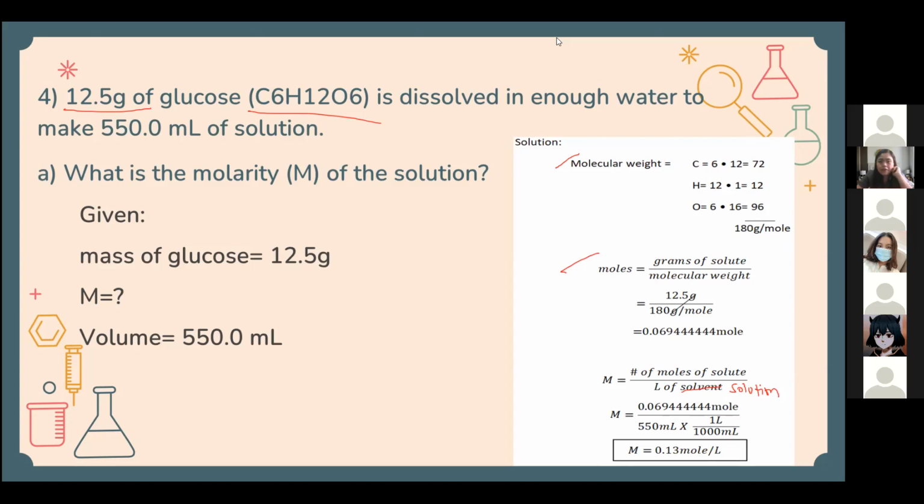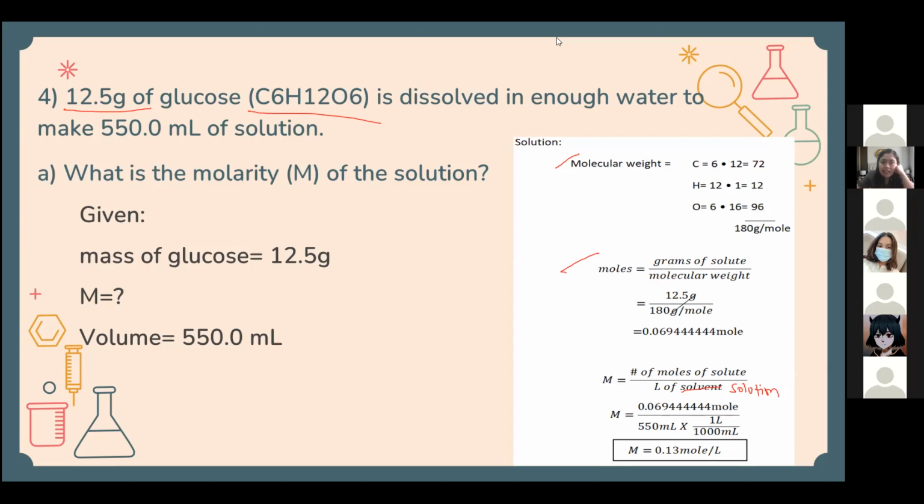So first we use this to get the moles. 12.5 grams divided by 180 grams per mole, you cancel the grams. The unit that remains is mole. So we have here 0.069444 moles. You can now use that in the computation of molarity.